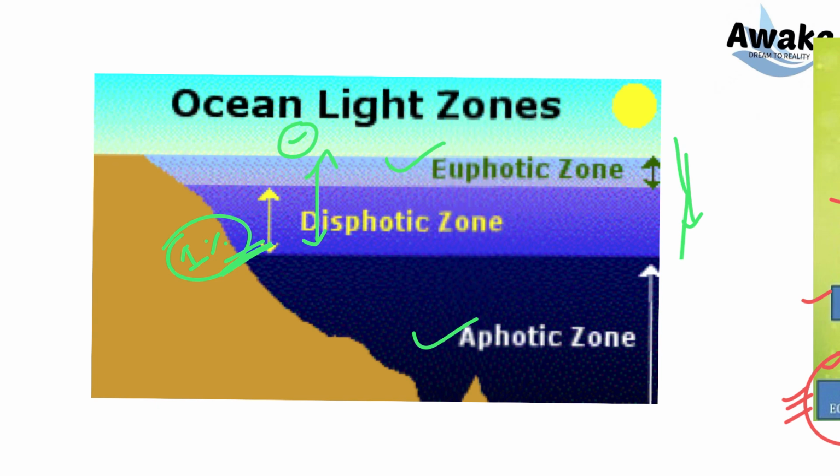So both the photosynthetic activity and respiration activity take place in the photic zone. When it comes to the aphotic zone, where light penetration is not possible, only respiration takes place. There are no photosynthetic activities. Generally, we can see this aphotic zone at the bottom of the lake. So this is very important. These terms can be asked very frequently.